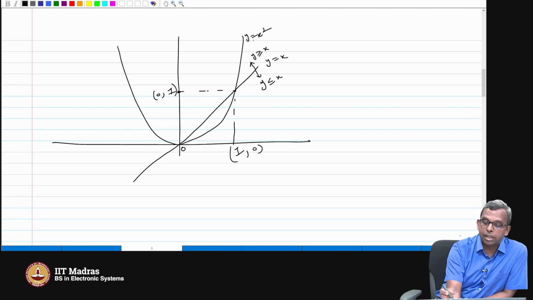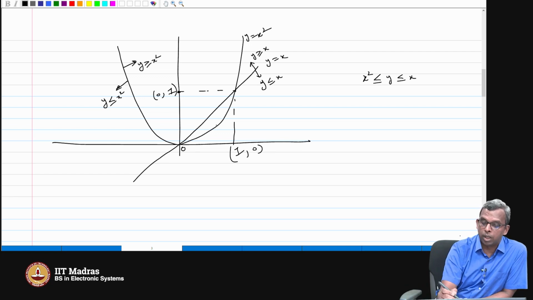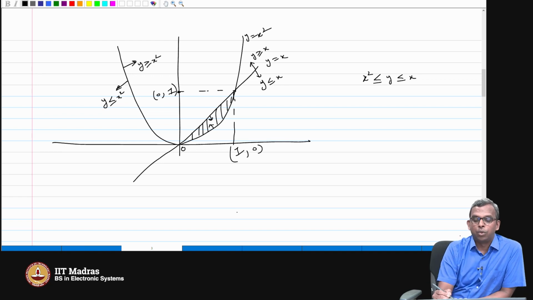Now, what about y equals x squared? Here also what will happen, on this side you have y greater than or equal to x squared, and this side you have y less than or equal to x squared. So, the region I have is y is greater than or equal to x squared, but less than or equal to x. Okay. So, y less than or equal to x, greater than or equal to x squared. So, you see it is this part and this part. So, it is this region. Okay. So, we are able to come to that.